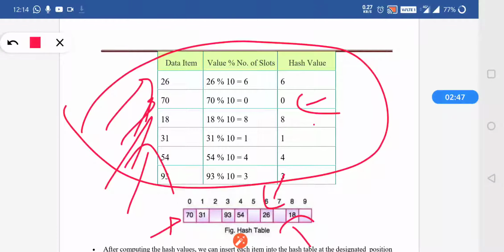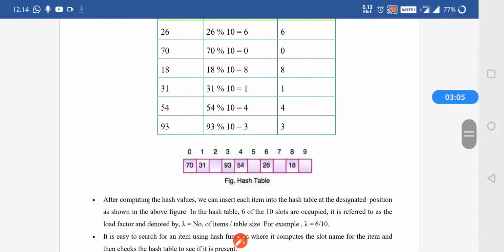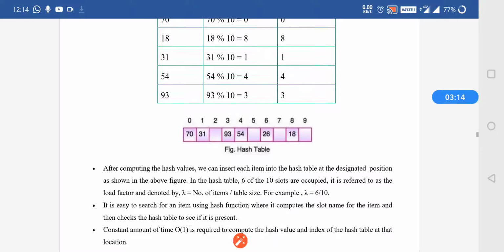For 31 we get the value 1, so at the first slot 31 is stored. 54 gives us the answer 4, so at the fourth location 54 is there. And for 93 we get the answer 3, so at the third position 93 is stored. So this is nothing but the division method of hashing function, by using which we can map the element into the hash table.